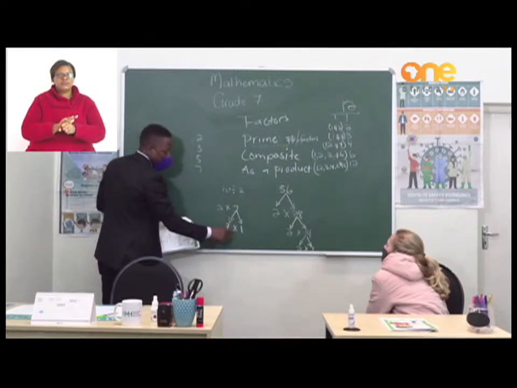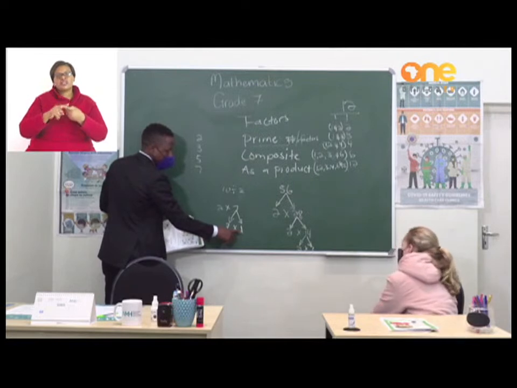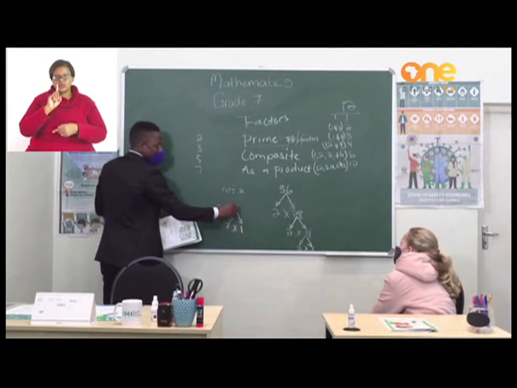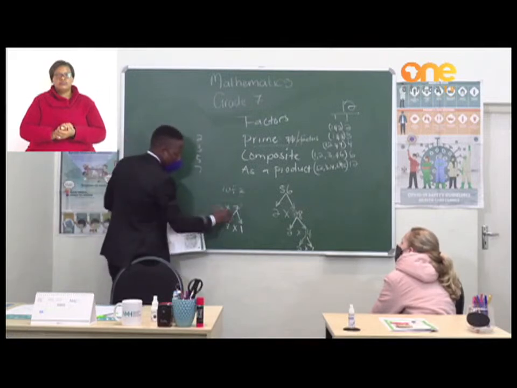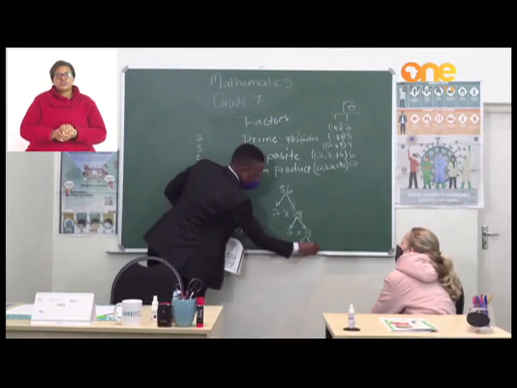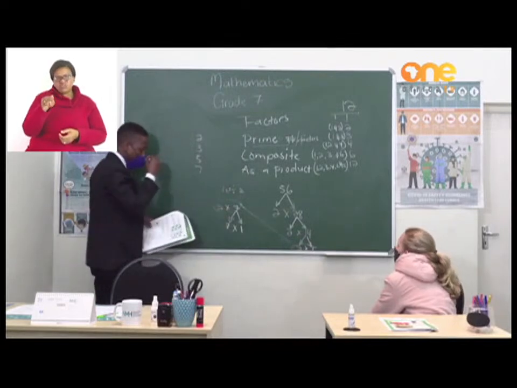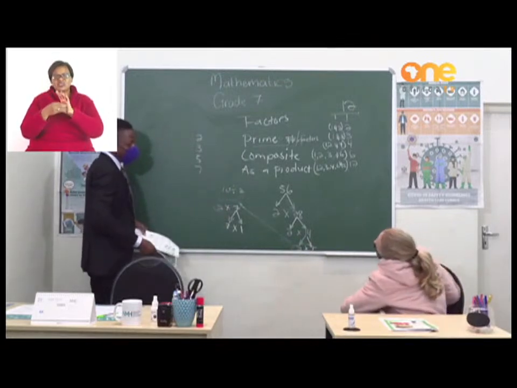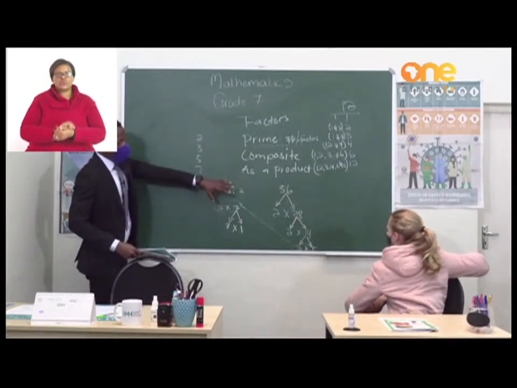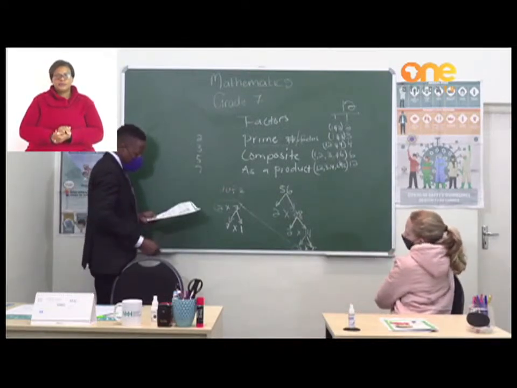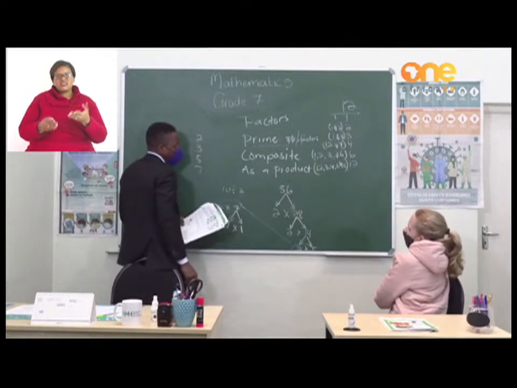And if I multiply 7 times 1, I'll get 7. So this is just the same as that. I just wrote it because you need to see how you have to go down. So this is the method which is called a factor tree.